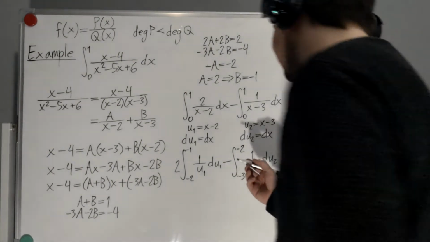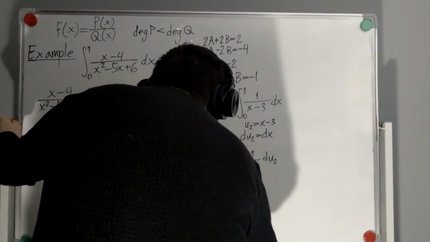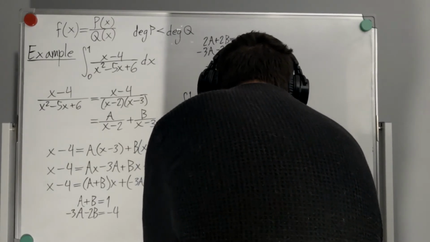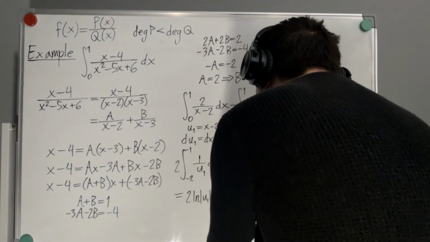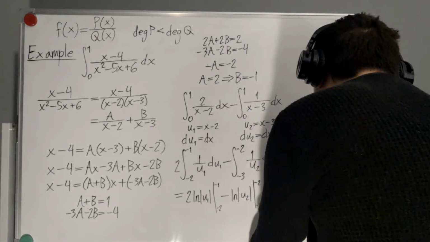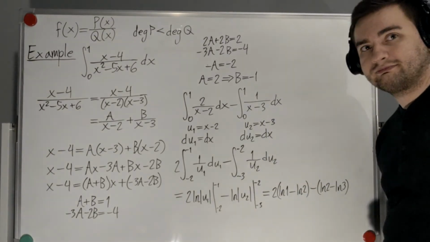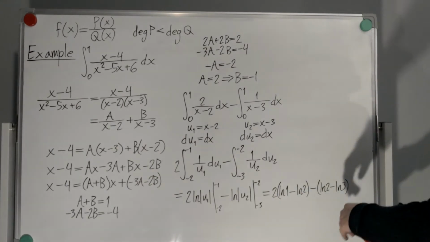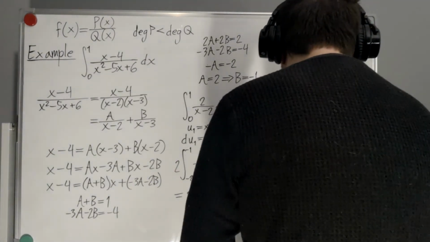Okay? Anyway, this is going to end up being 2 natural log of the absolute value of u1, evaluated from negative 2 up to negative 1, minus natural log of the absolute value of u2, evaluated from negative 3 up to negative 2. Alright, so then this becomes 2 times natural log of 1 minus natural log of 2, minus, let's see here, this one is going to be natural log of 2 minus natural log of 3. Natural log of 1 happens to be 0. Let's see, then we have, well, I guess this would end up being negative 3 ln2 plus ln3.